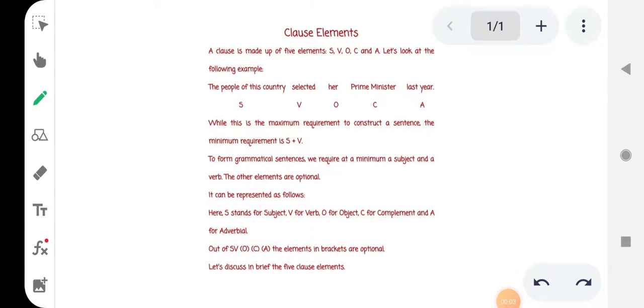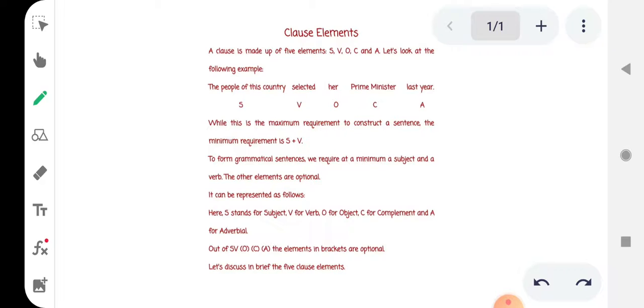Dear students, in the previous lecture we have seen that a sentence is composed of a basic structure called subject plus predicate. This is also called a clause. The structure that is a subject plus predicate is also called a clause. One clause is equal to one sentence.